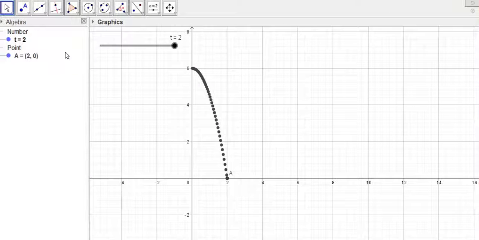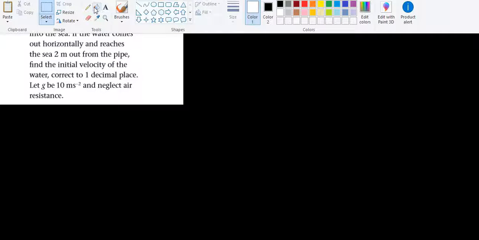It's been emptied, stormwater into the sea. The water comes out horizontally, as shown in this. It moves horizontally across, but it falls due to gravity. And it travels 2 meters away from the pipe, like from the pipe's base, sort of, out. So you can draw an imaginary pipe here if you want to visualize what's going on. And so now we are asked to solve for that initial velocity.